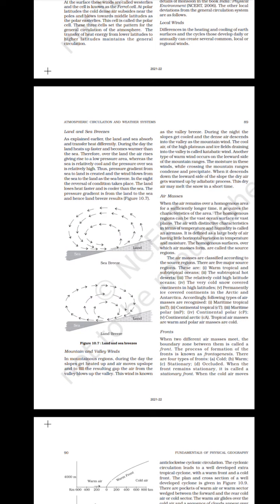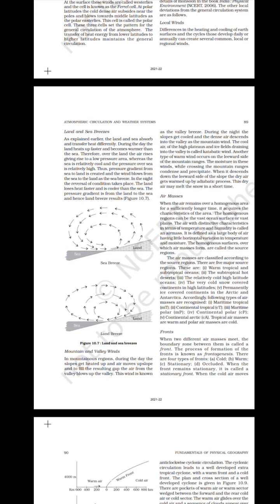Friends, when two different air masses meet, the boundary zone between them is called a front. The process of formation of the fronts is known as frontogenesis. There are four types of fronts: cold, warm, stationary, and occluded. When the front remains stationary, it is called a stationary front.